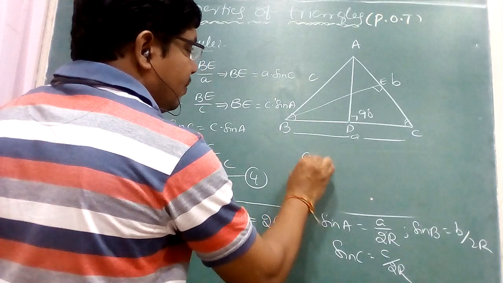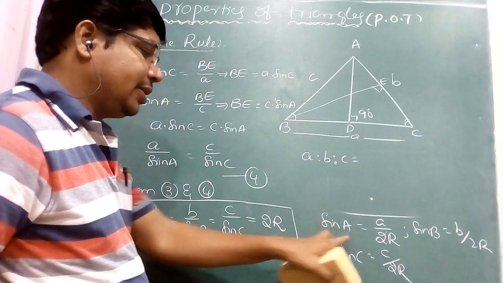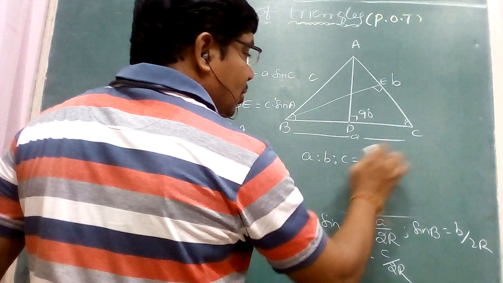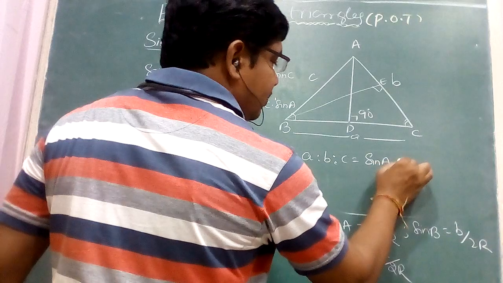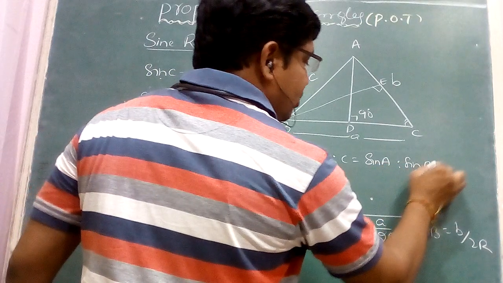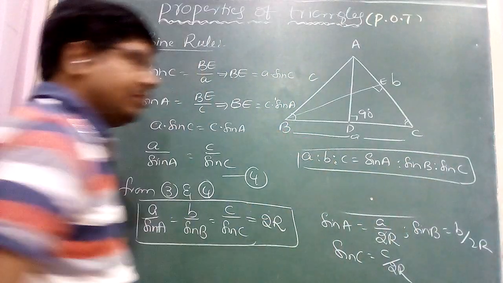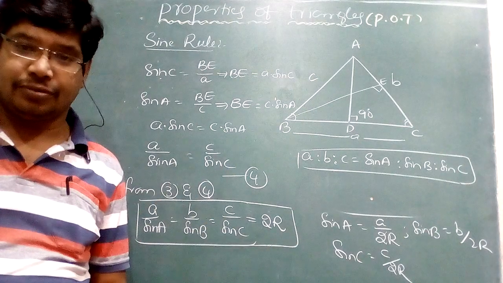If you want the ratio of the sides, small a is to small b is to small c: small a is 2r sine A. Previously I explained that each 2r cancels. The remaining part is sine A is to sine B is to sine C. This is the ratio of sides. The ratio of the sides is equal to the ratio of the sines of the angles.